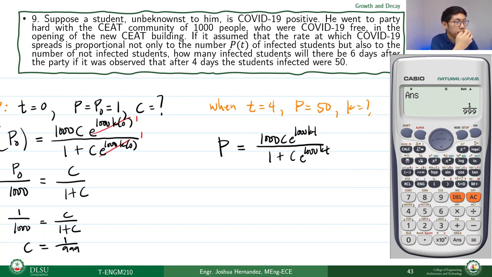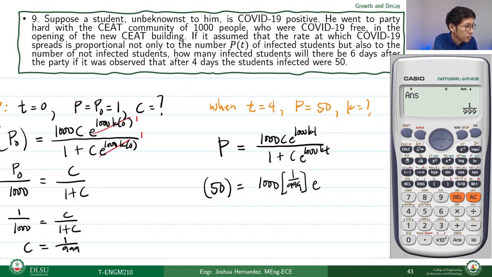And so, applying our values, if this is 50, we have 1,000. We got C, and that is 1 over 999. So 50 equals 1,000 over 1 plus C, e raised to 1,000 kt, where C is 1 over 999. You can solve for T, or rather k, given t.